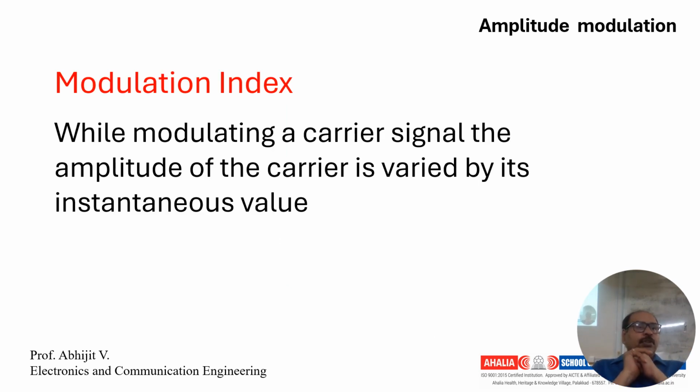Next is a very important definition. What is meant by modulation index? Whatever you do, you need to have a calculation of to what extent you have done it. Suppose you have modulated a signal, you should be able to understand to what extent you have modulated. That is called the modulation index. Modulation index is the extent to which the signal is getting modulated. The carrier signal is varied by its instantaneous value, so modulation index will be the range of its variation. How far has the carrier signal been modulated with respect to the message signal?